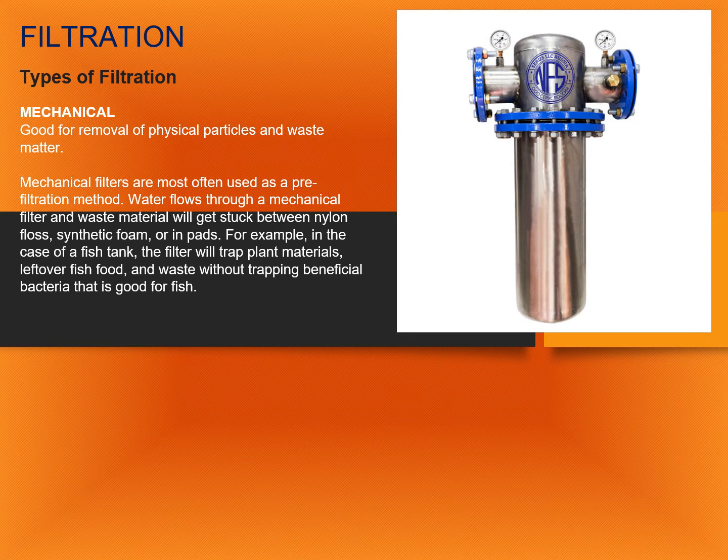The next filtration system is called the mechanical. This is usually used for bigger structures wherein it is used as the pre-filtration method, meaning to say from the water source it goes through a mechanical filtration system before it is passed through the different spaces wherein water is to be distributed.